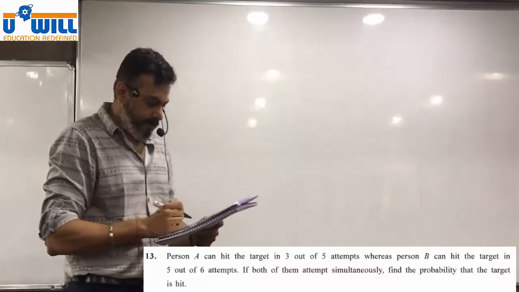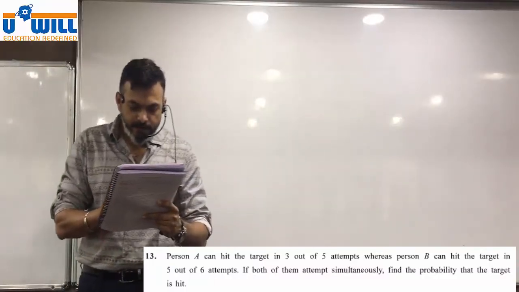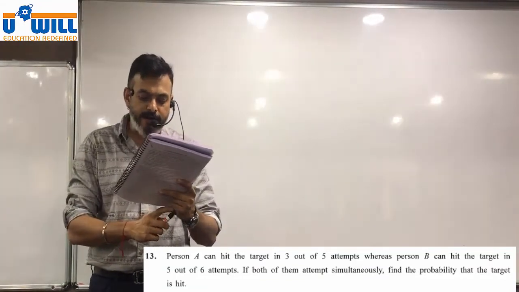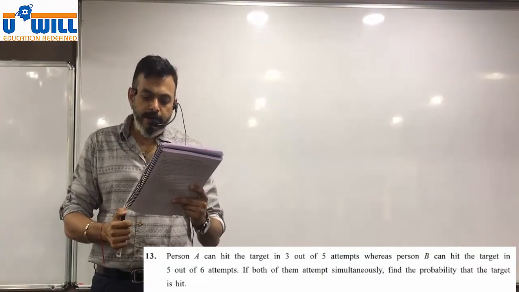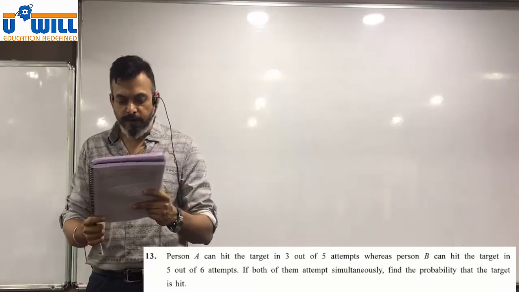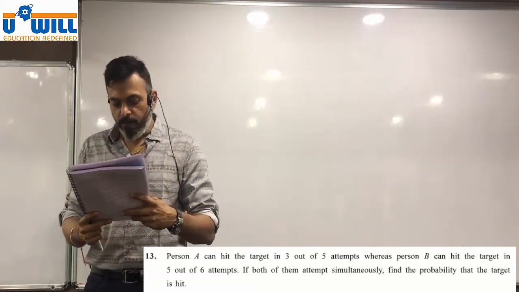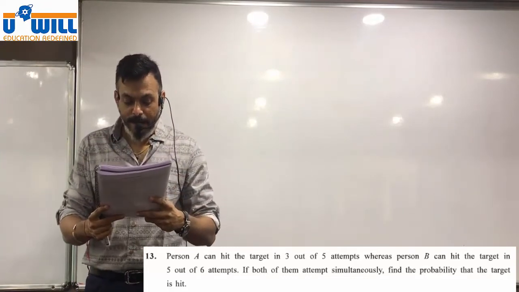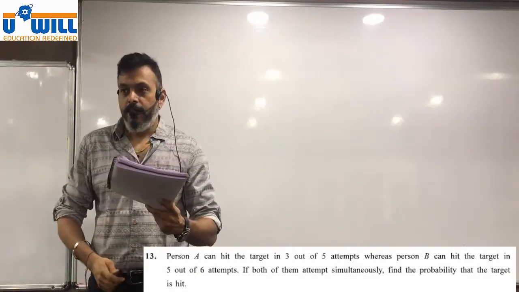Question number 13. A person A hits the target in 3 out of 5 attempts, whereas person B can hit the target in 5 out of 6 attempts. If both of them attempt simultaneously, find the probability that the target is hit.